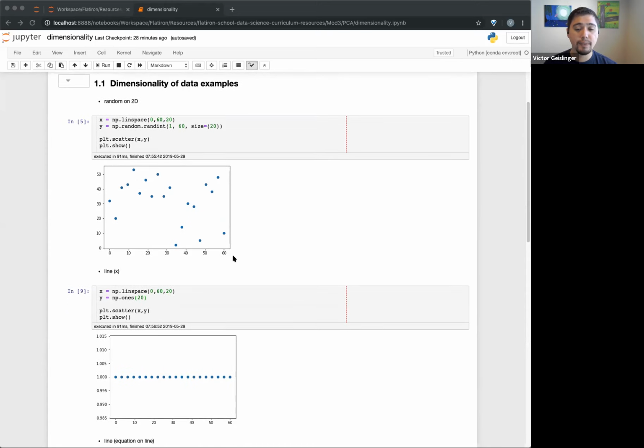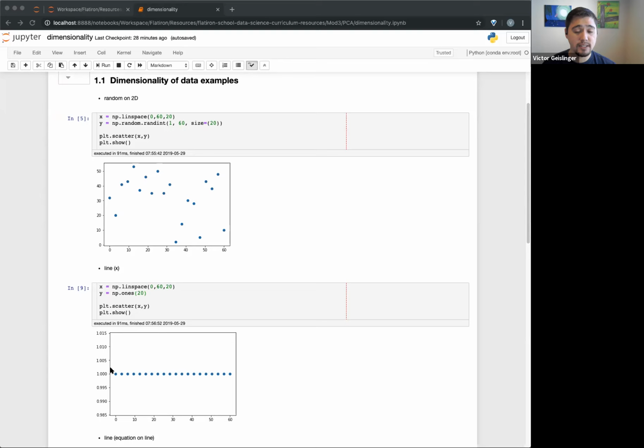However, if I look at this data set right here, which is essentially just a line centered at y equals 1, is there any extra information in the y direction? No, right? I see you guys shaking your heads. There's no extra information here. So I could summarize this data with essentially just a straight line. I can just draw a line through here, and that means the data can be summarized with a simple line. I never have to worry about the y dimension.